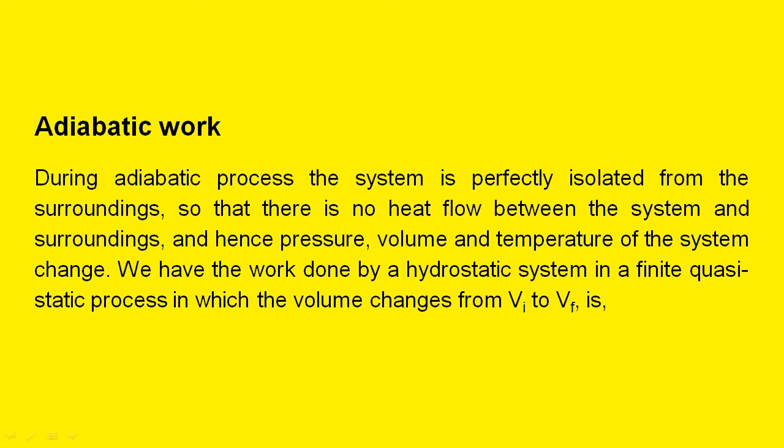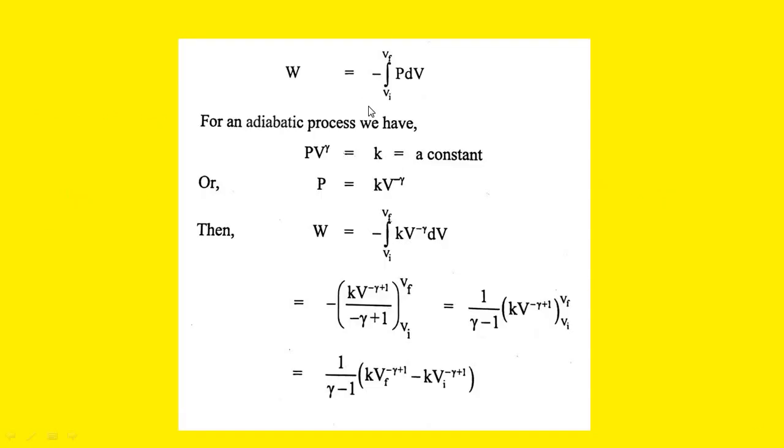Now adiabatic work. During an adiabatic process, the system is perfectly isolated from the surroundings so that there is no heat flow between the system and the surroundings. And hence, pressure, volume, temperature of the system change. The expression for work done is W equals minus integral Vi to Vf P dV. For an adiabatic process, the equation known to us is PV raised to gamma equals constant, that is K.